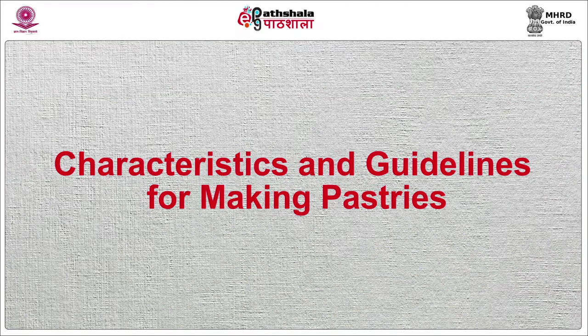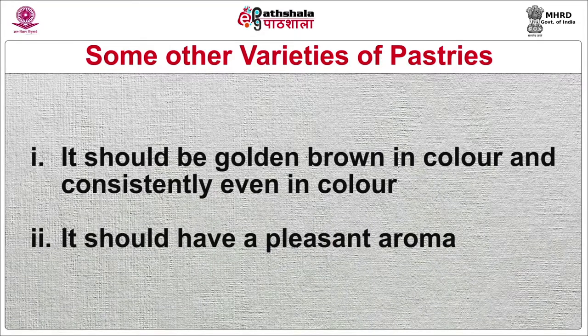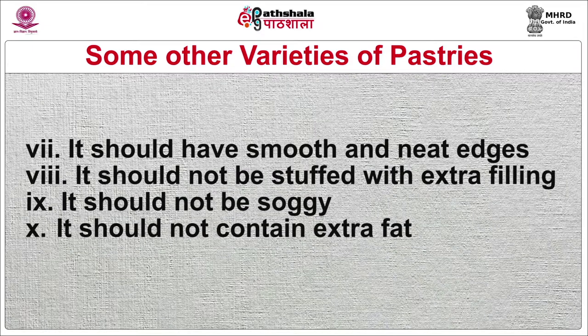Characteristics and guidelines for making pastries. It should be golden brown in color and consistently even in color. It should have a pleasant aroma. The flakes should be separated. It should be soft and easy to cut. It should not be crumbly. It should not have blisters on the surface. It should have smooth and neat edges. It should not be stuffed with extra filling. It should not be soggy. It should not contain extra fat.